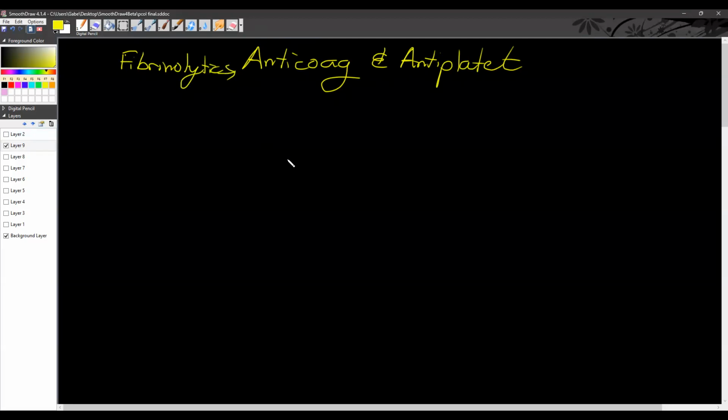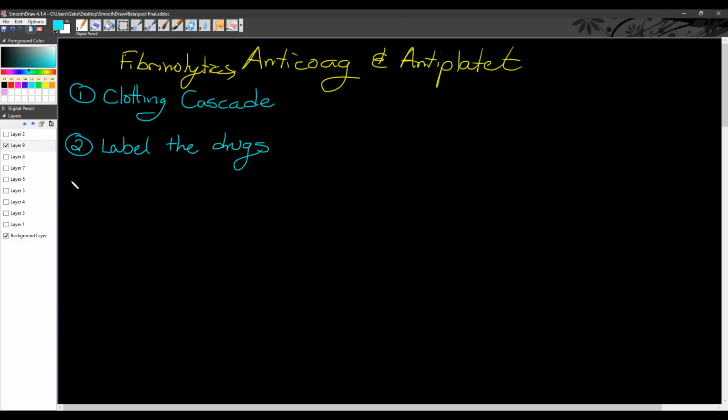So what I want you to do, first step, I want you to draw the clotting cascade. Then I want you to label where the drugs go, so where their mechanism of action comes in. And then the next part of this is we're going to look at the antiplatelet, which means that we need the platelet activation. Label those drugs.